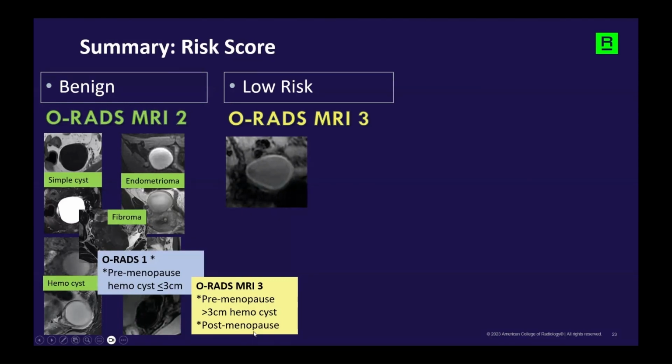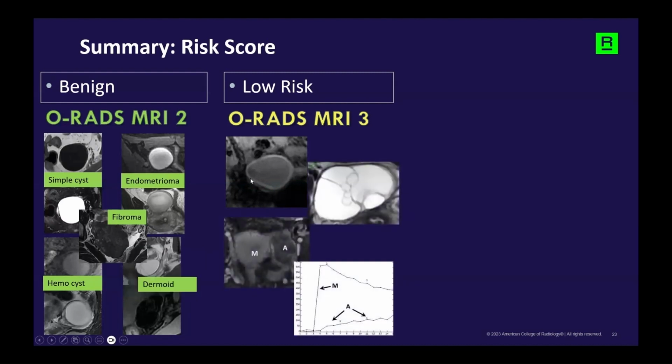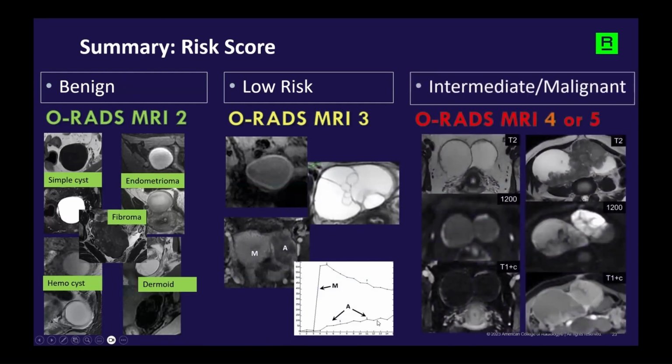And all postmenopausal women with a cyst that's proteinaceous or hemorrhagic and enhancing wall, regardless of size, this will be an O-RADS MRI 3. All multilocular lesions with no lipid and no enhancing solid tissue will go into 3. Solid tissue that enhances very slowly with no shoulder, i.e. a low risk curve, will go into 3. And then everything else goes into 4 and 5.